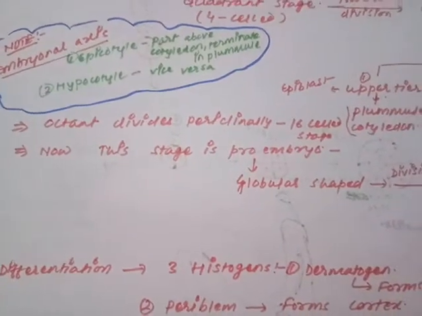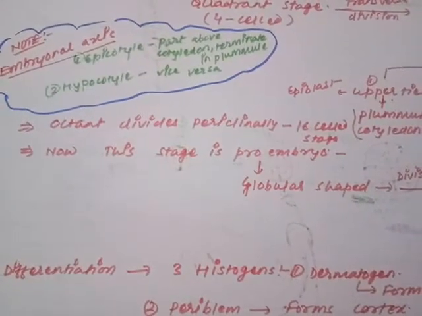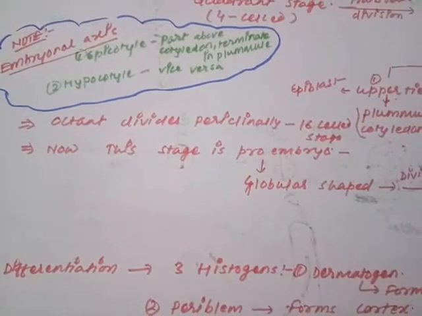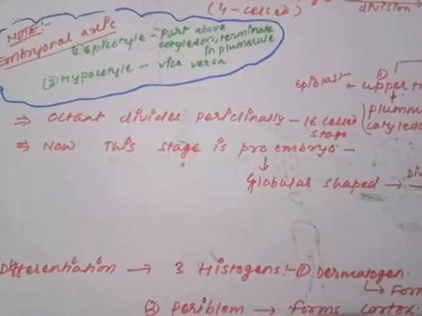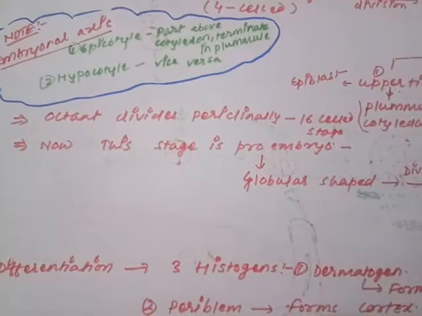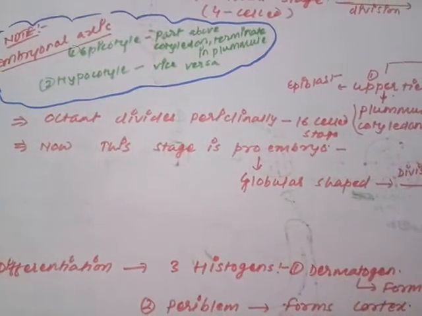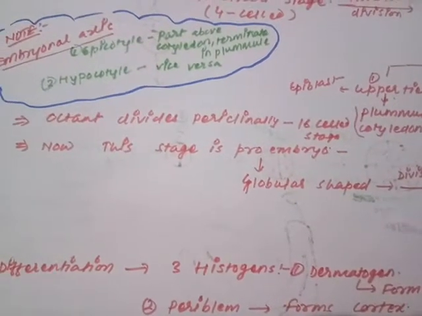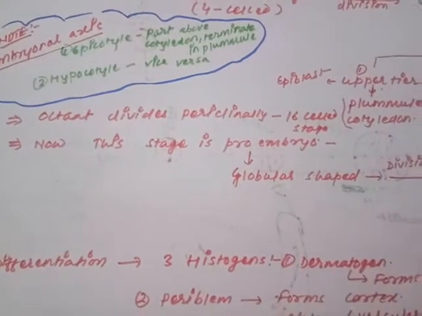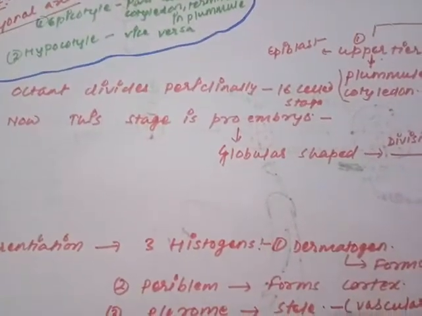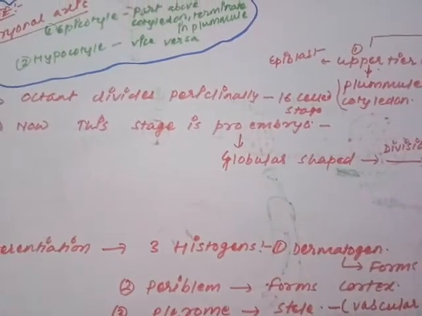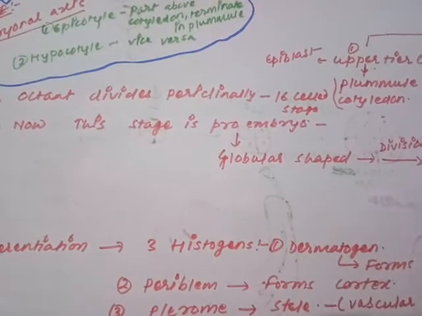Now the 16-celled embryonic stage is considered as the pro-embryonic stage or pro-embryo. Sometimes the octant stage is also considered as the pro-embryo, but this is not the mature embryo. Pro-embryo is a primitive embryo that is going to convert into the advanced or fully matured embryo. Initially the pro-embryo stage, or the 16-celled stage, is globular in shape.